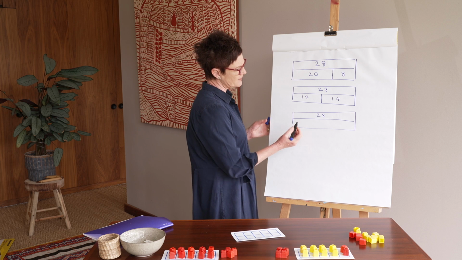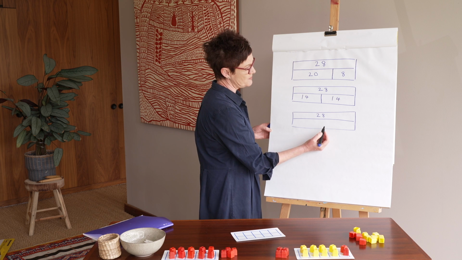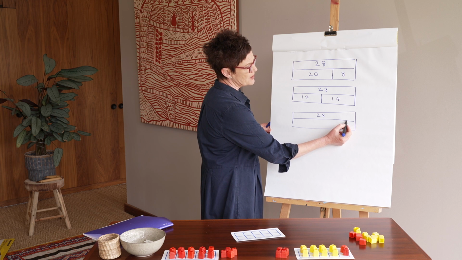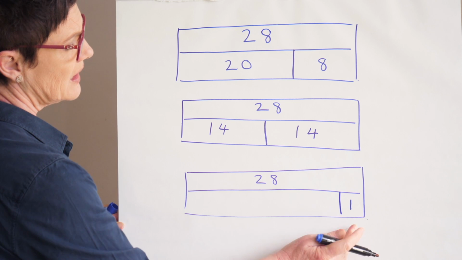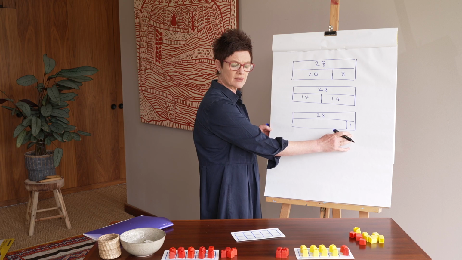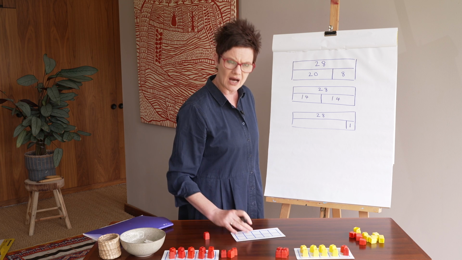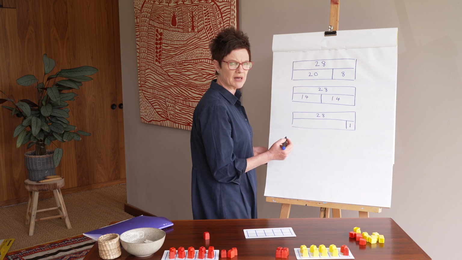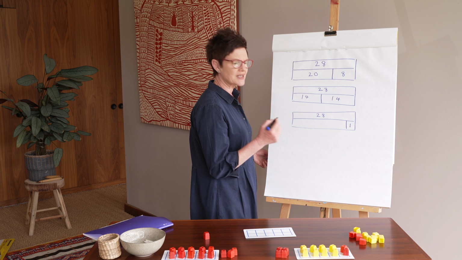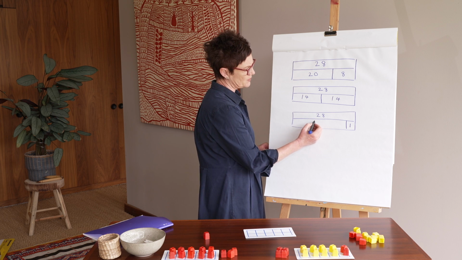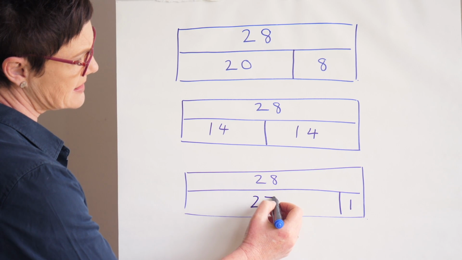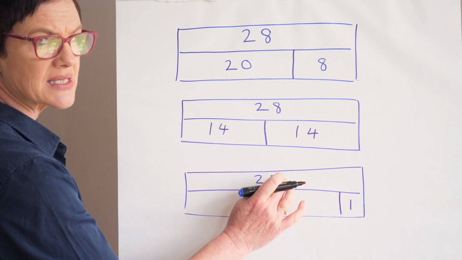Okay, so let's have a look at my last example, and I think I'm going to put 1 as a part, 1 as a part, and have a look at what the other part to 28 might be? And I think you've already guessed it. The other part to 28 will be 27 and 1 makes 28.